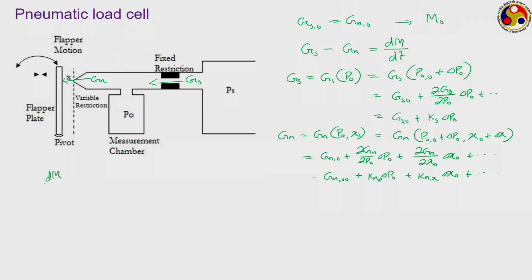So, if we come back to the original equation, your dm/dt can now be written as Ks delta P0, which is coming from the first equation, plus Knx delta x0. We are neglecting of course all the terms from second order onwards. Sorry, this symbol should be negative. So, Ks minus Knp into delta P0.